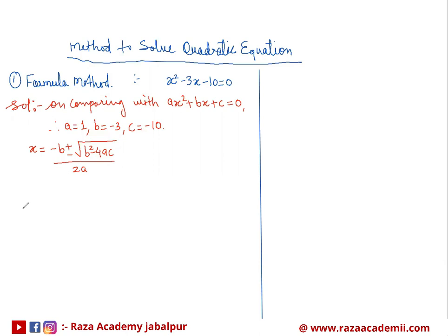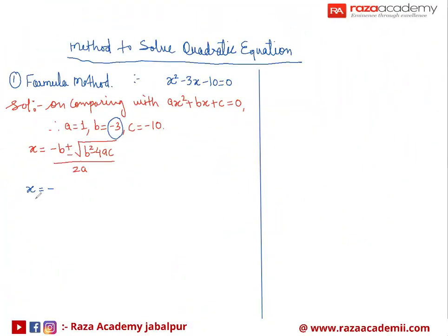Like x will be x, the minus sign of the formula as it is. Now b. So the value of b we have is -3. Substituting the value of b, -3, over here. Plus minus both signs. Then b square, that is -3 square, -4 into a. So the value of a is 1 and the value of c is -10. Then upon 2 into a. So the value of a we have is 1.